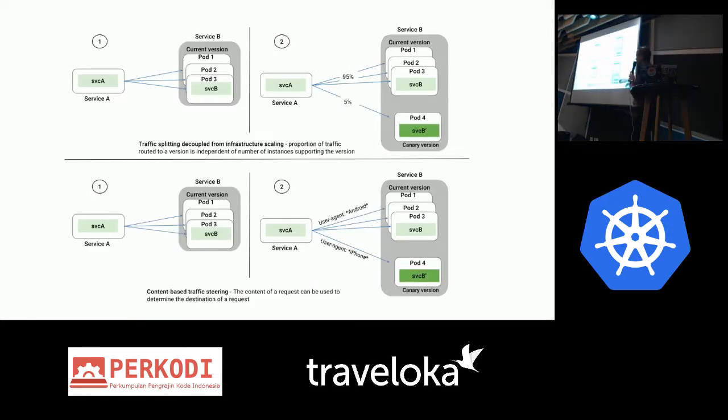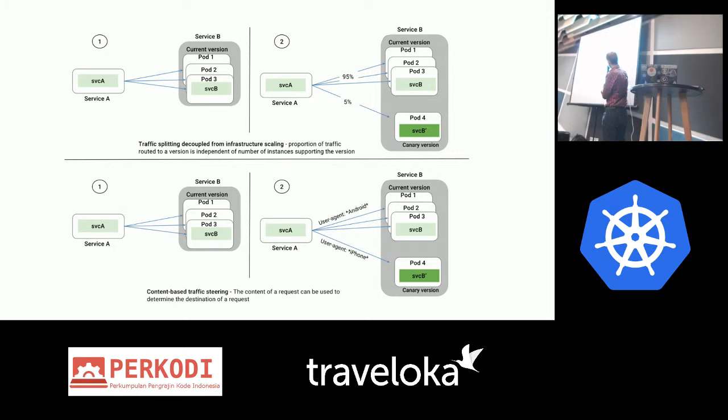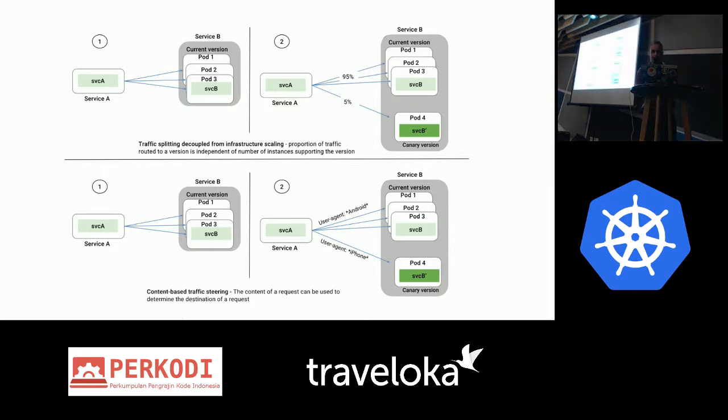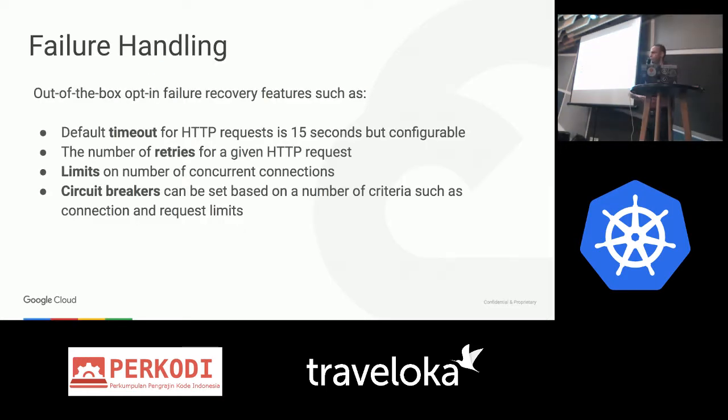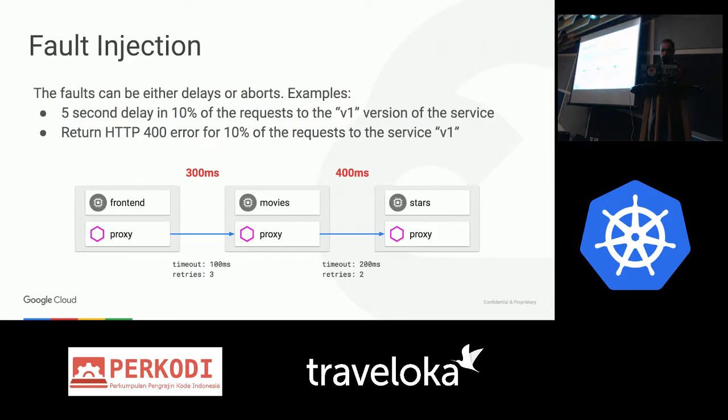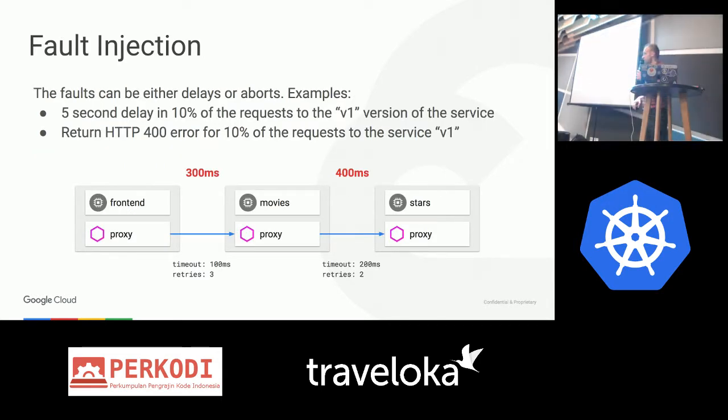The other thing is that you can use user agents. So you can say, if the user agent is Android, send it to this version, but if the user agent is iPhone, send it to that version, which is used for testing. And then, we already talked about this, with failure handling, you can set timeouts and retries, and you can limit the number of concurrent connections and things like that. And finally, fault injection.